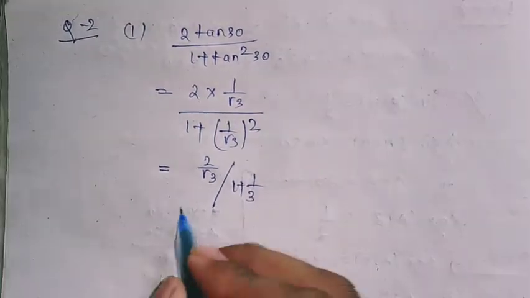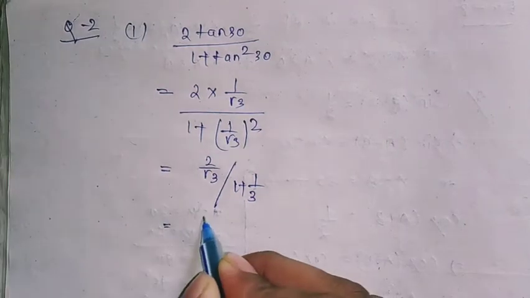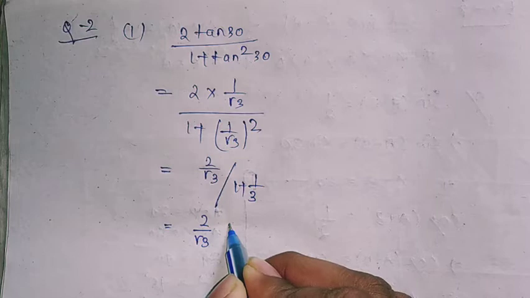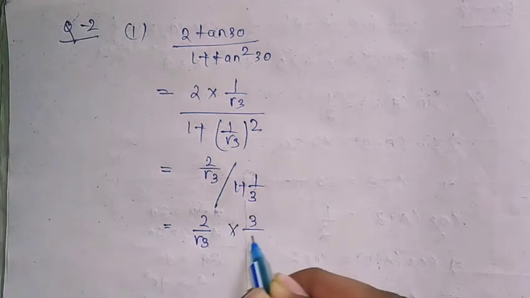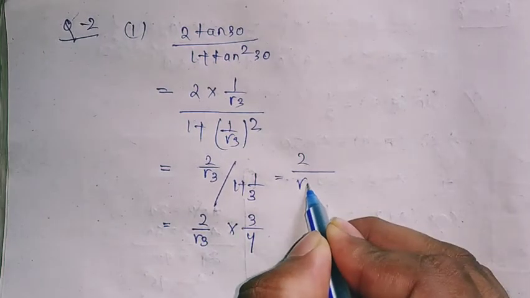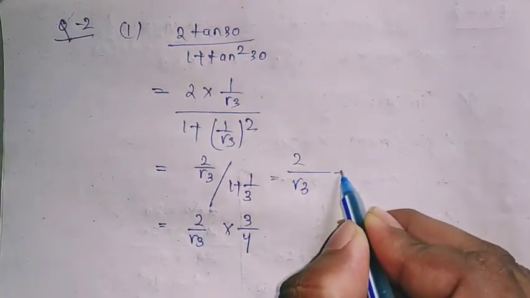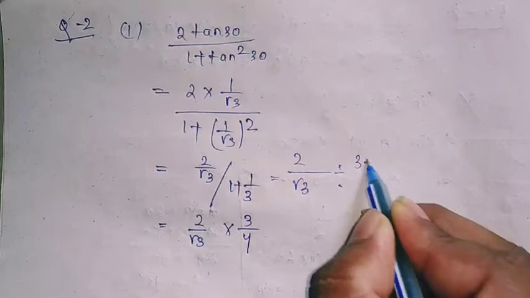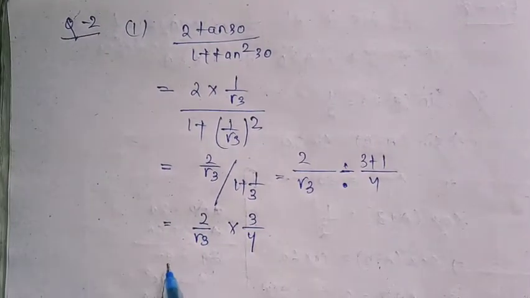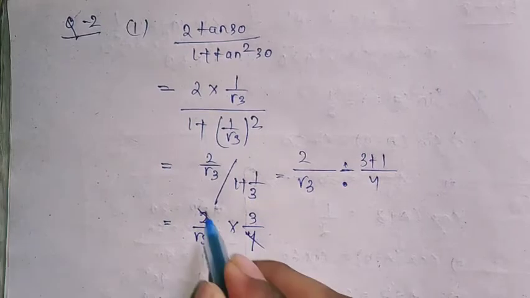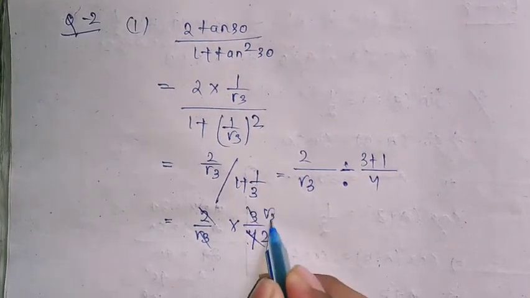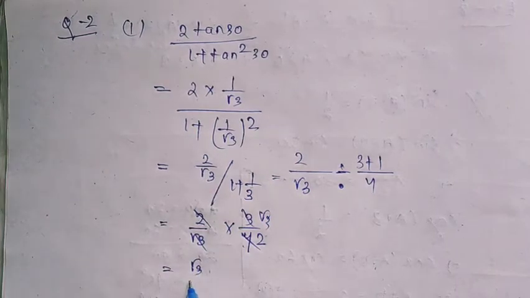which will be 2 by root 3 divided by 1 plus 1 by 3. So which is equal to 2 by root 3 into 3 by 4. Here I have done 2 by root 3 divided by 3 plus 1 by 4, so I can write it like this. Here 2 2s are 4 and this will be root 3. So the answer will be root 3 by 2.